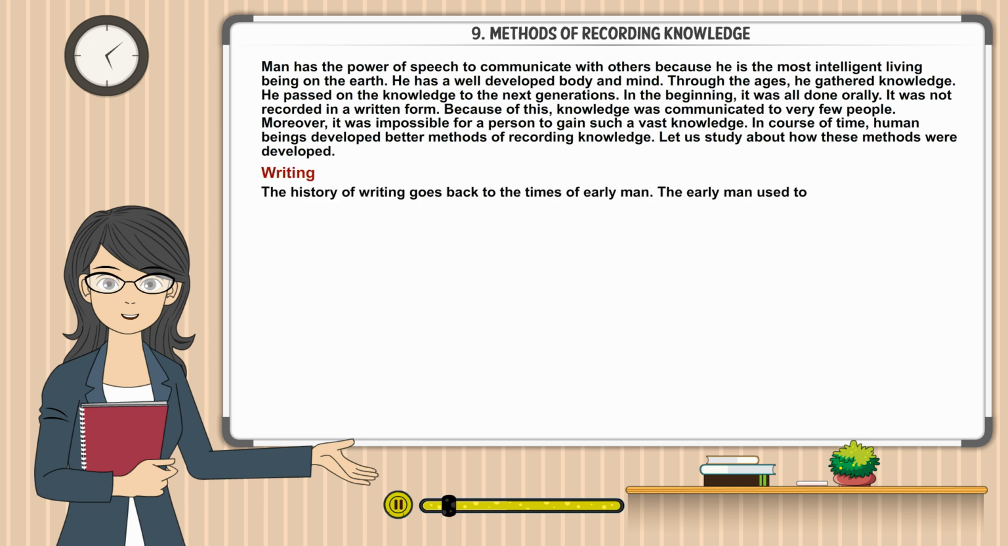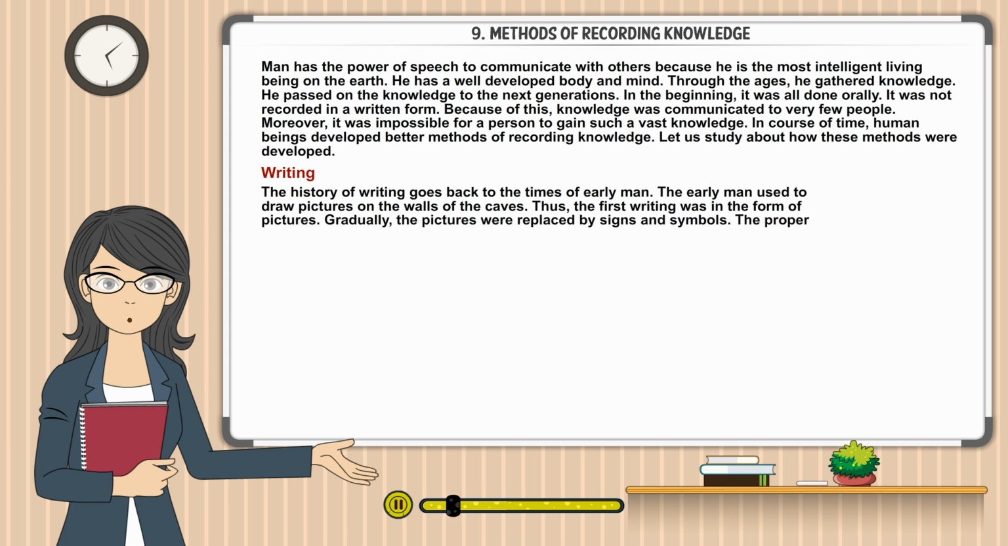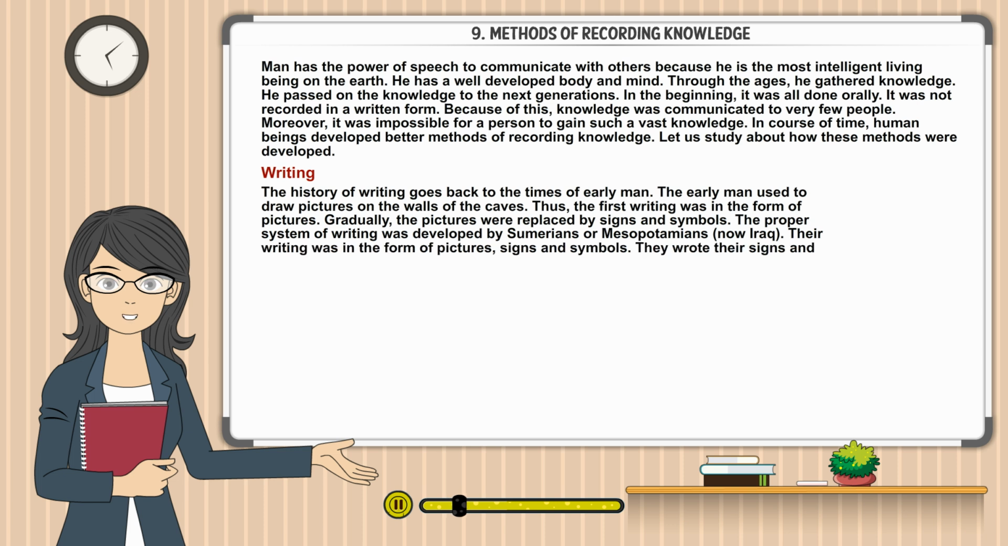Writing. The history of writing goes back to the times of early man. The early man used to draw pictures on the walls of the caves. Thus, the first writing was in the form of pictures. Gradually, the pictures were replaced by signs and symbols. The proper system of writing was developed by Sumerians or Mesopotamians, now Iraq. Their writing was in the form of pictures, signs and symbols.